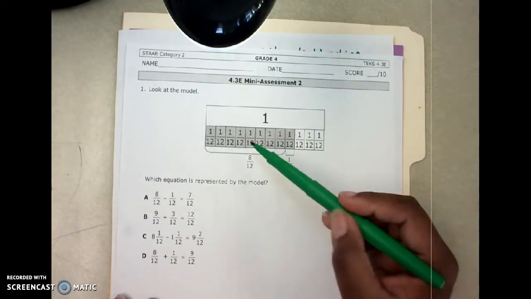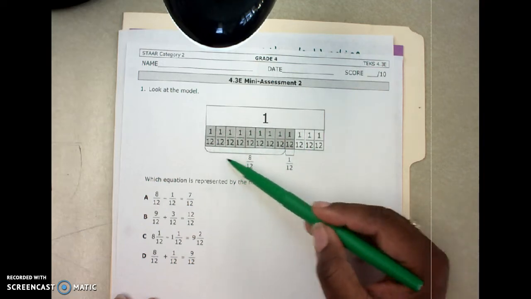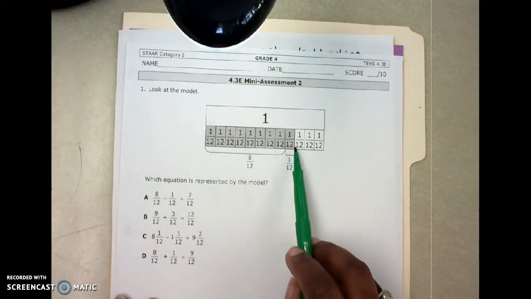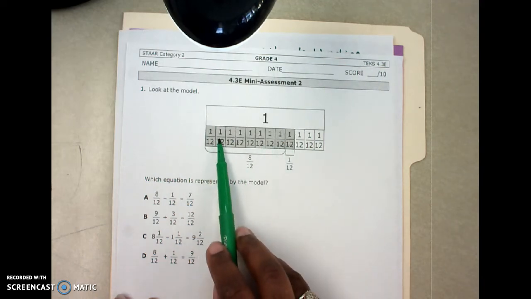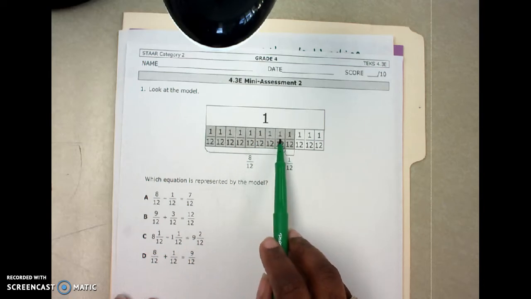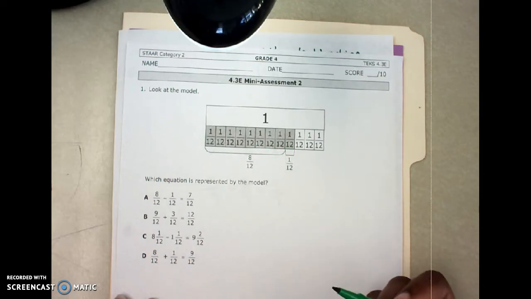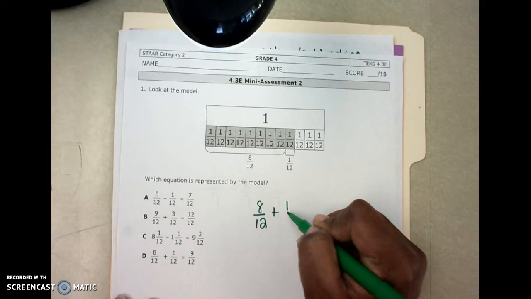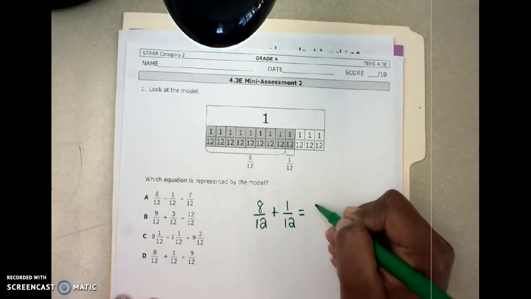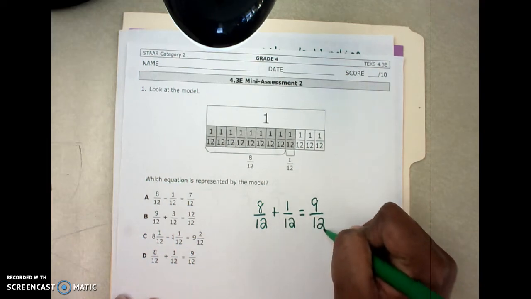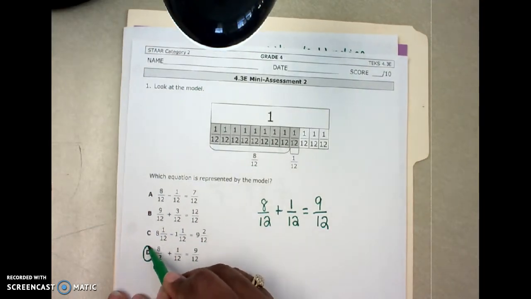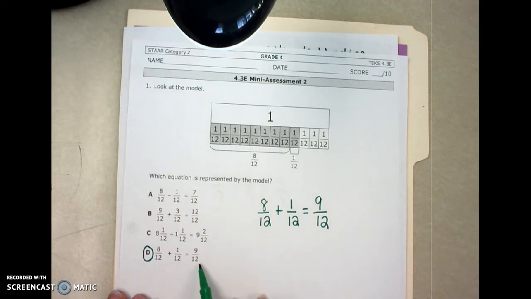So again, like I said, I have 8 twelfths. They have 8 twelfths blocked off, and then they have 1 twelfth. But together, if I count up all of my twelfths that are shaded, I have 1, 2, 3, 4, 5, 6, 7, 8, 9 twelfths. So which equation is represented by this model? It would be 8 twelfths plus 1 twelfth gives you 9 twelfths. And I'm going to look at my answers. So I know the answer choice D is the answer. 8 twelfths plus 1 twelfth equals 9 twelfths.